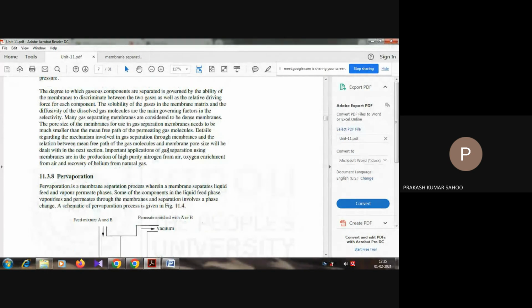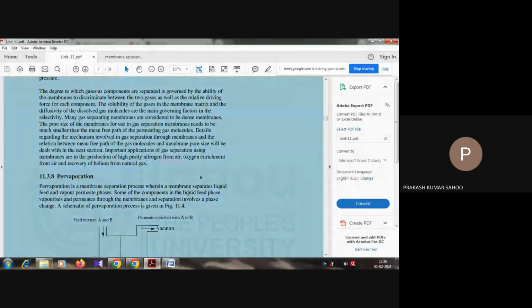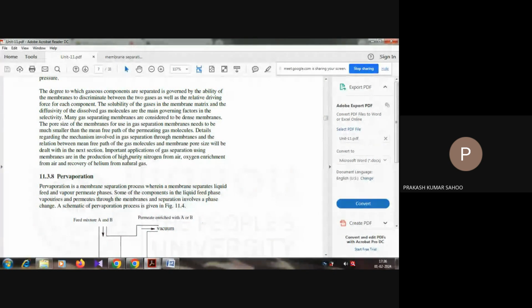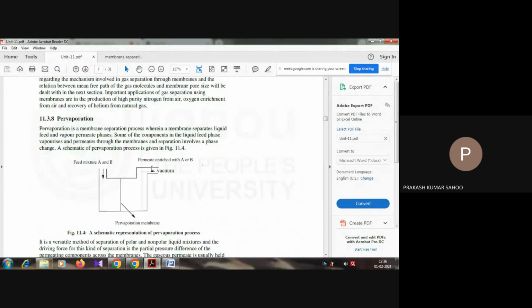Then we have examples. Important applications of gas separation using membranes are in the production of high purity nitrogen from air. This is very important. So from air, by the use of gas separation technique, we can separate high purity nitrogen gas, which is mostly used in various sophisticated instruments used for different characterization or analysis processes. Also oxygen enriched air, and recovery of helium from natural gases. So this separation is involved, that is, separation of different gases from a gaseous mixture.